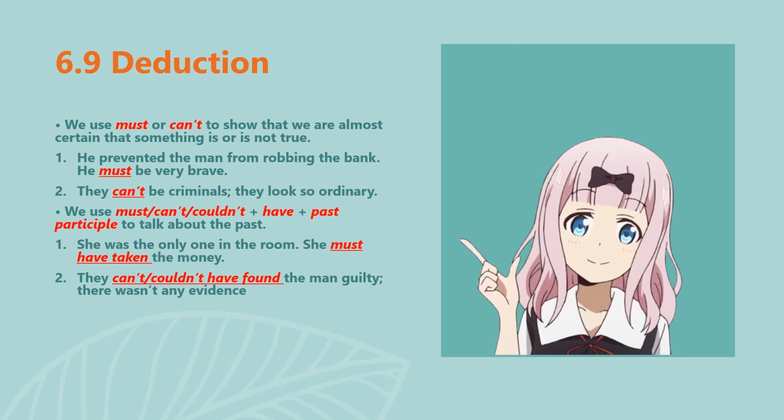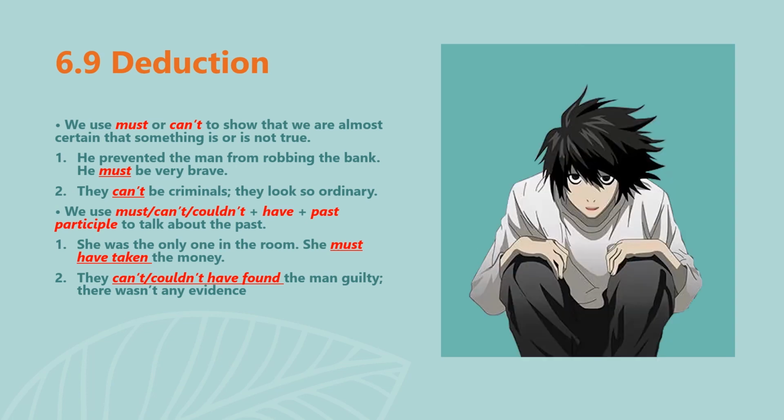Another example. They can't have found the man guilty. There wasn't any evidence. They can't have found the man guilty. There wasn't any evidence. They couldn't have found the man guilty. Okay, can't have found ataupun couldn't have found, to indicate that it is a negative in the past.